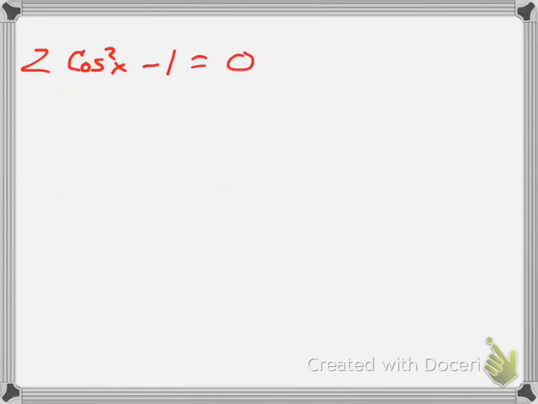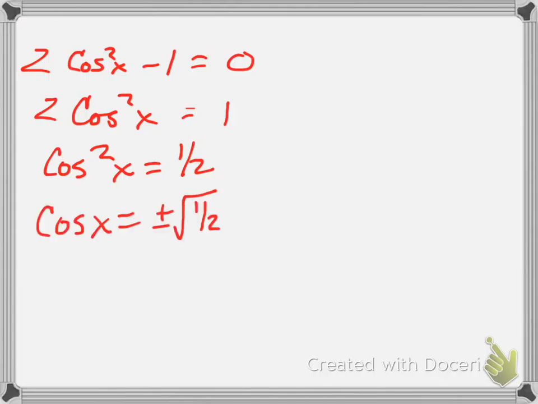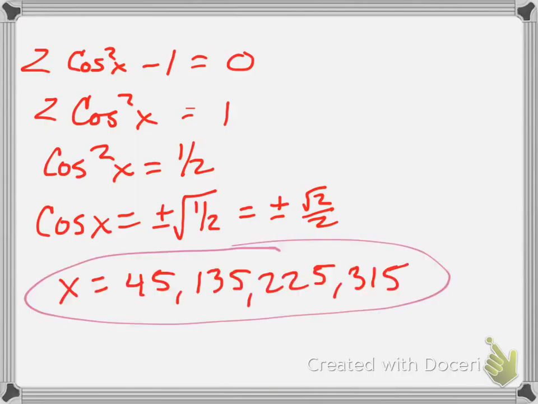This one should have a lot of similarities to another problem we did today. You should have added 1, divided by 2, then taken the square root, which we already know will simplify to plus or minus root 2 over 2 because we already did that today. And that's the 45s.